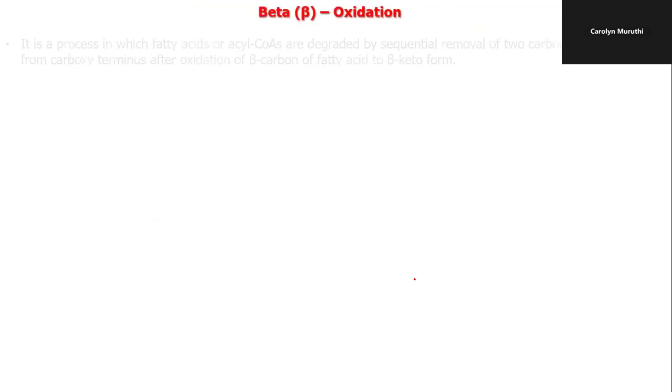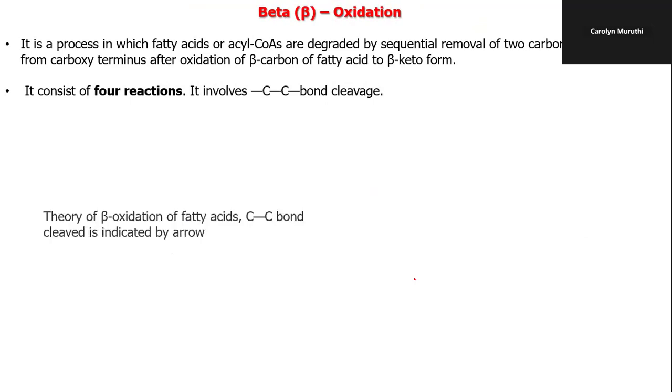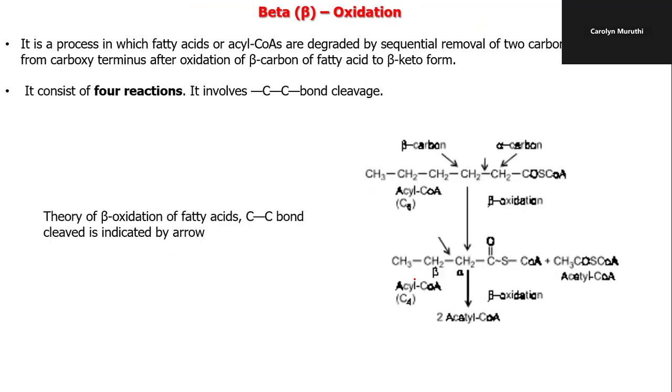So let's have a look at beta oxidation. This is a process by which fatty acids, or the acyl-CoAs in the mitochondria, are degraded by removal of 2 carbon fragments in the form of acetyl-CoA. As we shall see, it consists of 4 reactions which lead to the cleavage of a carbon-carbon bond.